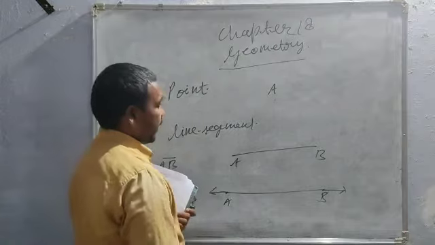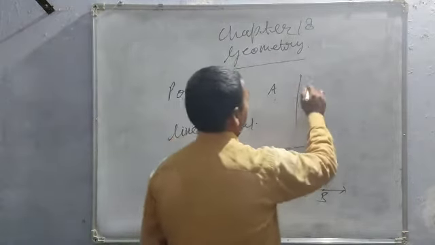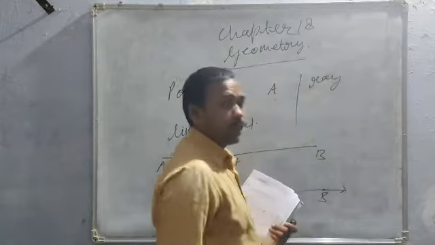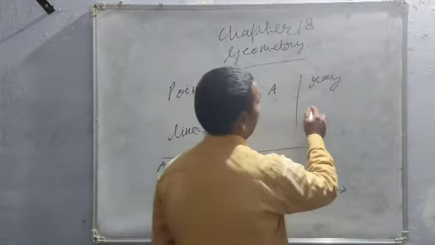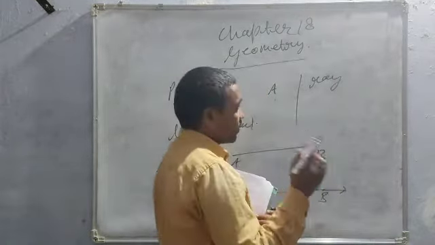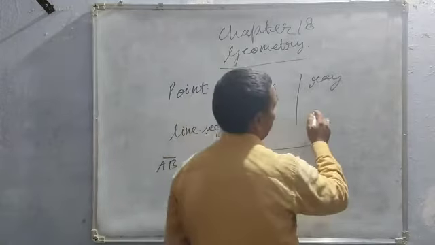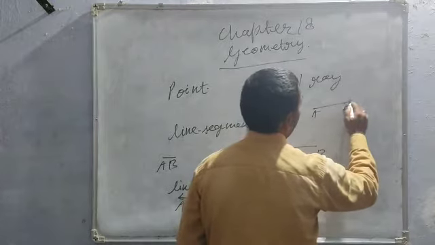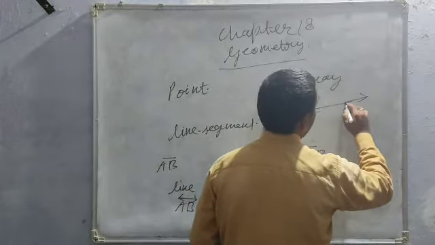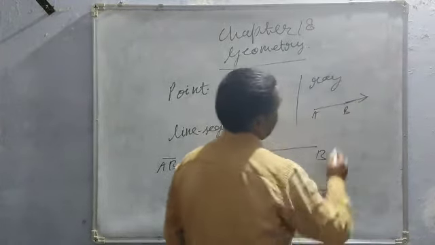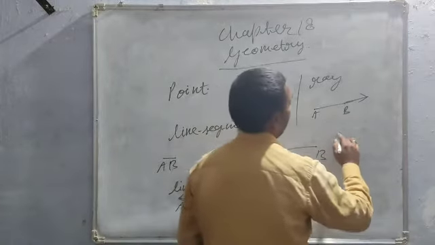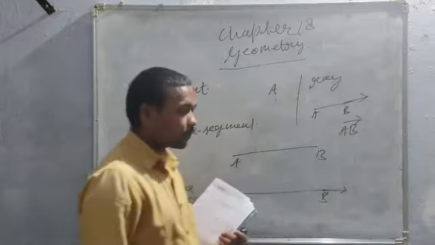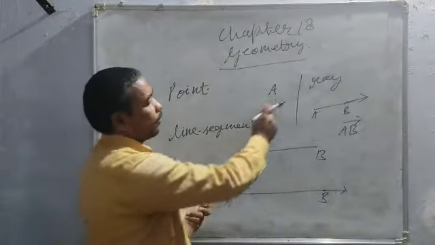And after that, a ray. So you are familiar with a ray. If a line segment is extended in only one direction endlessly, suppose this is a line segment A and B, if it is extended in only one direction endlessly, this is known as a ray, and this ray will be represented in this way. So it has one end point.